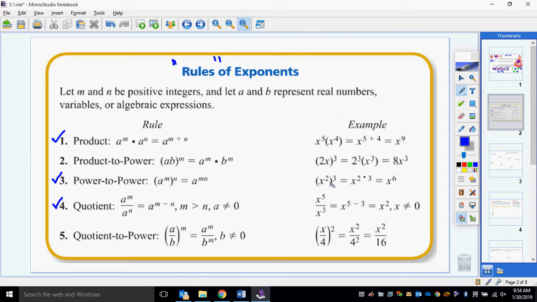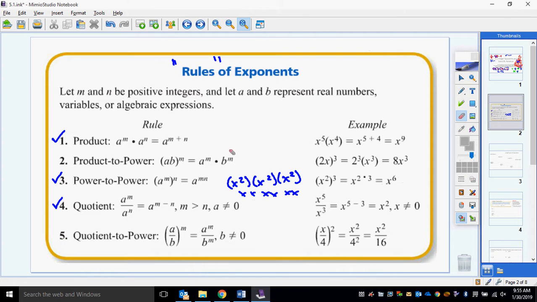Power to power we talked about. When you have one exponent, x squared, being raised to another power, what can you do with the powers? You can multiply them. So that would simplify to x to the sixth, right? I explained this earlier, but you're taking x squared multiplied by itself 3 times, because that's what the power of 3 means, and x squared is 2 apiece. So how many x's are really being multiplied by each other?